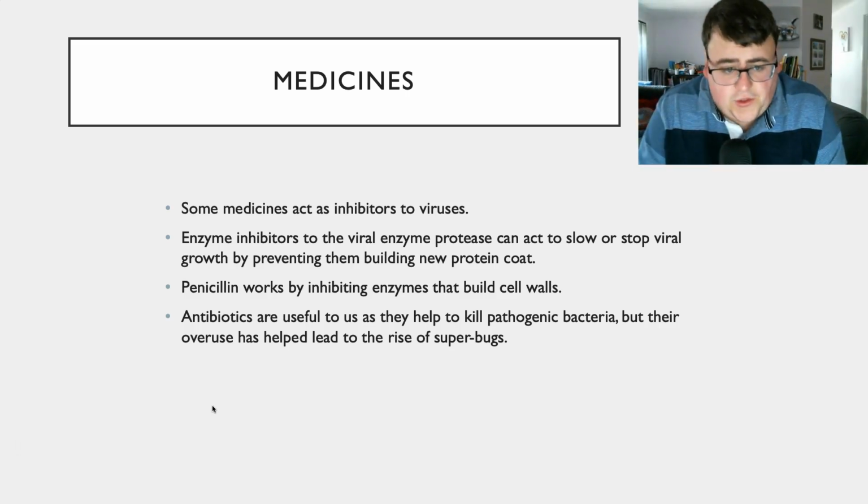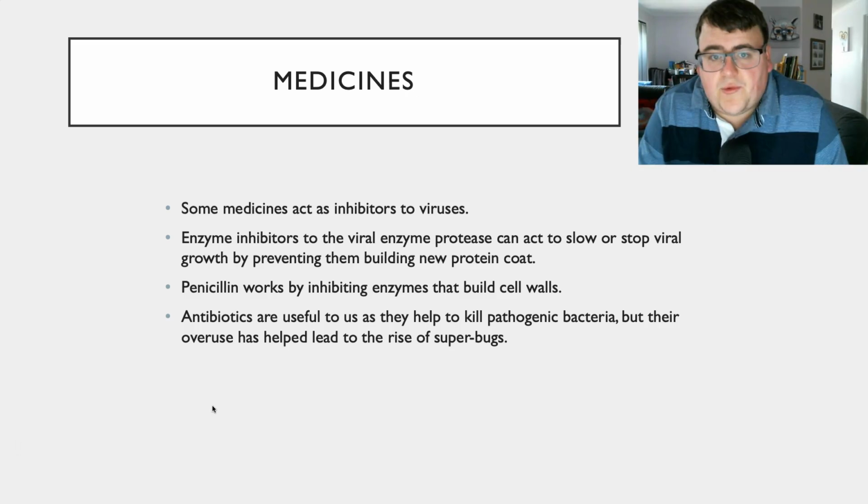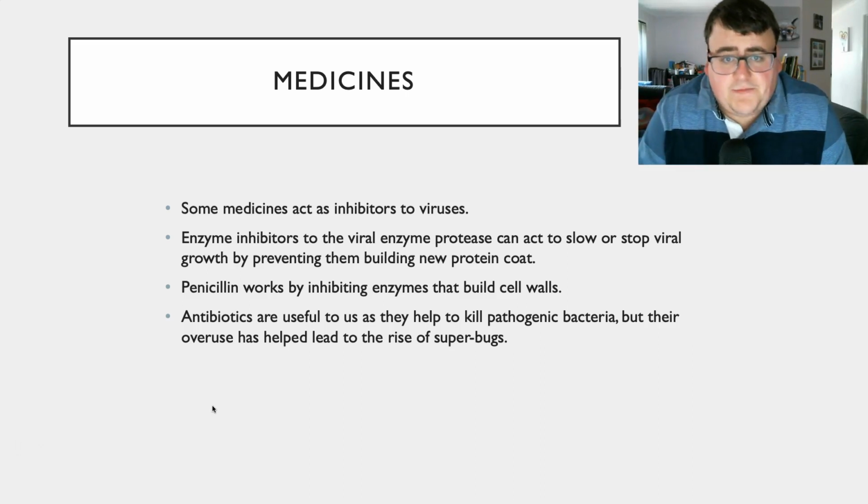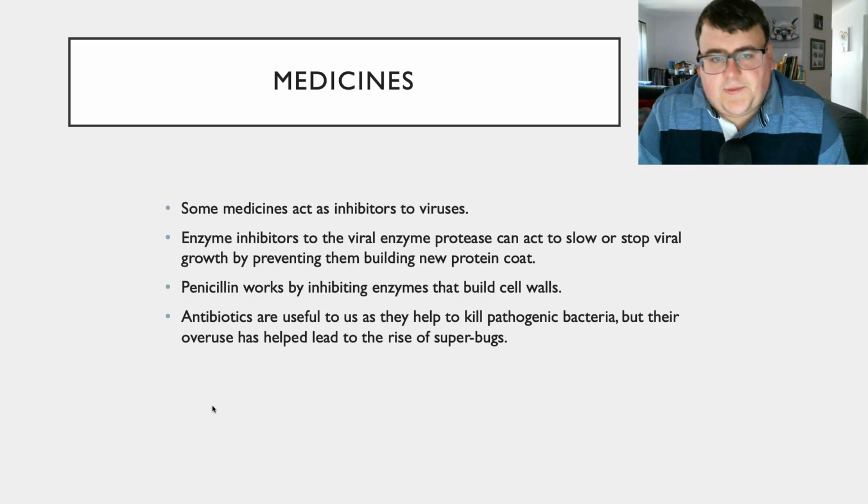Penicillin is another medicine that we use quite frequently, and that works by inhibiting enzymes building cell walls, and we know that cell walls are really important inside of bacteria, viruses, etc. Antibiotics are really useful to us as a population because they're helping us kill pathogenic bacteria. But obviously their overuse also has a detrimental effect. Their overuse has led to the rise of superbugs, and now we have bacteria, etc., that just aren't responding to antibiotics, which is a detrimental effect of the use of medicines.